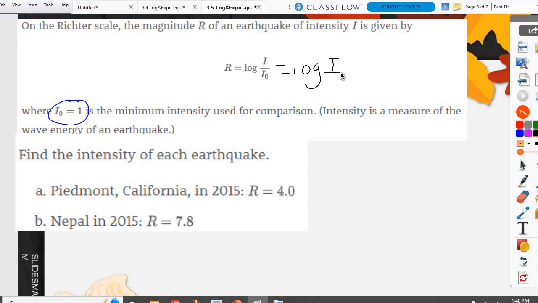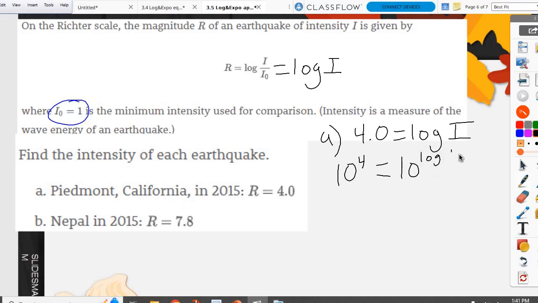Okay? So then find the intensity of each earthquake. So R is 4.0. This is my Richter scale rating, so I'm going to plug it in for our R. This time we have a log equation. What's our base? 10. So how do I undo log base 10? Exponentiate. Put both sides as the exponent of 10. So then, what happens to our log and our 10? They cancel out. They undo each other. So then I have 10 to the 4th equals I. What is 10 to the 4th? 10,000.